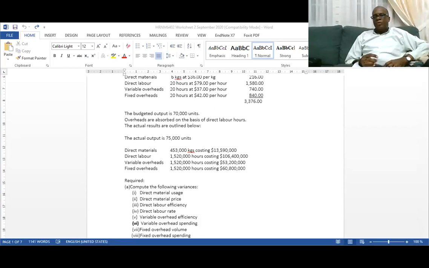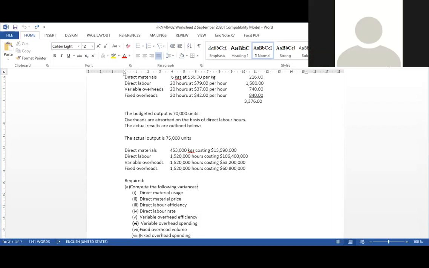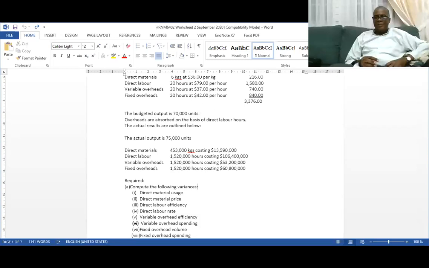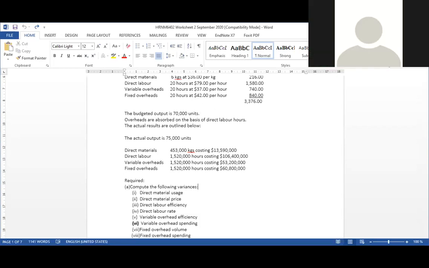And Chantal, what we're measuring, Chantal? Chantal has left us. Okay. Just coming on to ask you a question. Yes. For the fixed overhead volume, it's bracket budgeted output minus actual output bracket times the standard fixed overhead per unit. But if the budgeted minus the actual is negative 5,000, as in adverse 5,000, why is it that way?